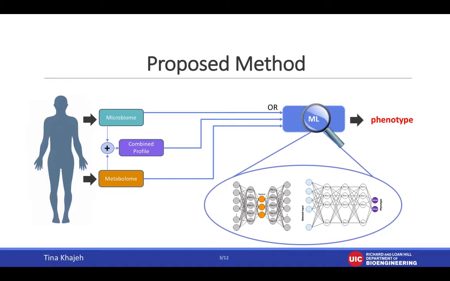This figure is an overview of our proposed methodology. As mentioned, the microbiome and metabolome will be extracted from each biological sample, and their combination will give us the combined profile. Each of the three data types, microbiome, metabolome, and the combined profile, can be used as an input of the machine learning algorithm. Our machine learning algorithm consists of an autoencoder for dimension reduction and a multi-layer perceptron neural network for phenotype prediction.